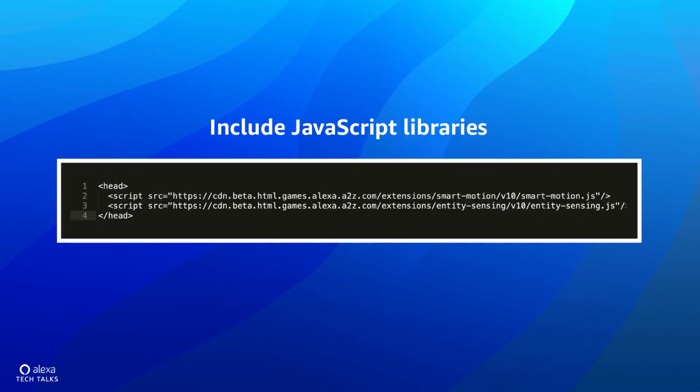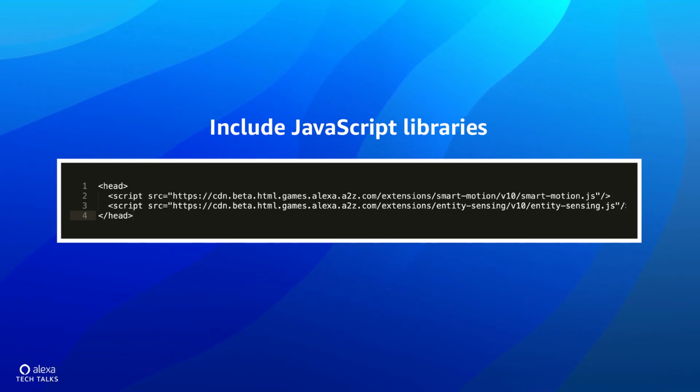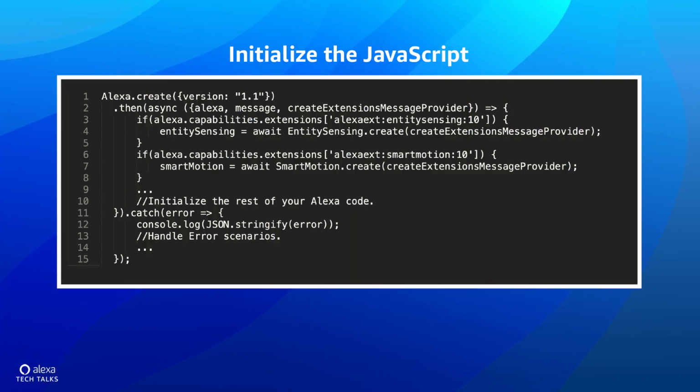First off, you're going to need to include the JavaScript libraries. So there are 2, the Smart Motion JavaScript library and the Entity Sensing JavaScript library. And of course, you'll need to include the Alexa JavaScript library as well, which is not shown here. Now, once you've pulled these into your web application, here I'm adding them into the HTML of a static website. You can then, in your JavaScript code, initialize the Alexa object.